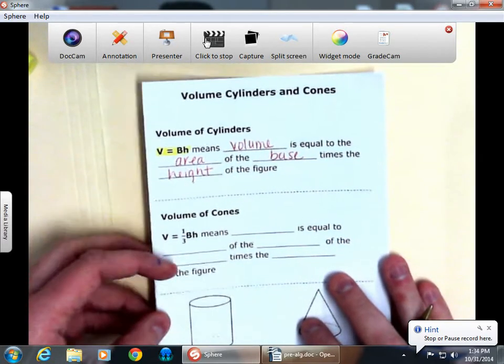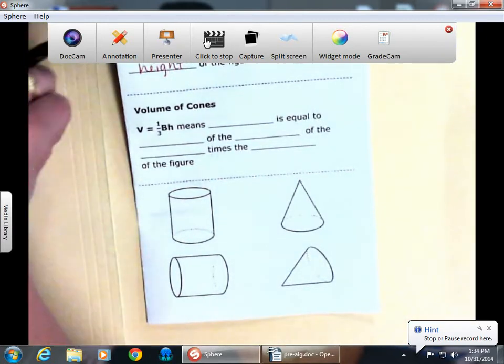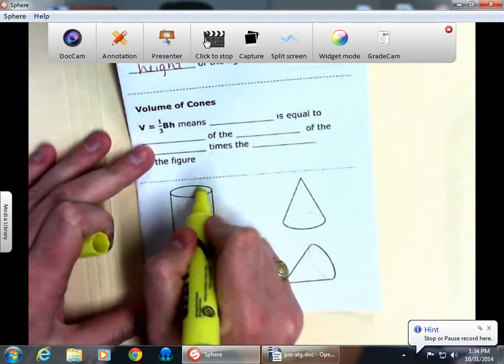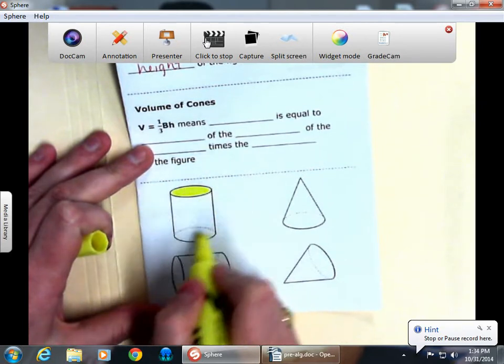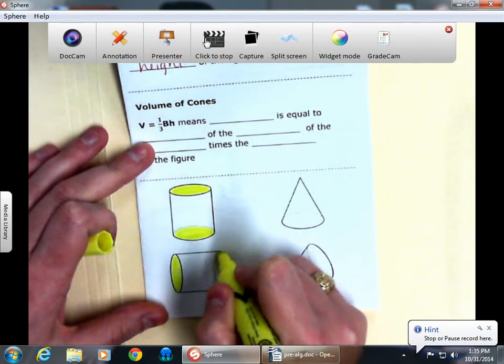If you will go to the bottom of your paper, we're going to look at those pictures there. And I want you to go ahead and take your highlighter on both of the cylinders and shade in the bases. If you don't have a highlighter, just use a pencil. We always shade our bases in when we're doing these problems. The bases are shaped like circles.